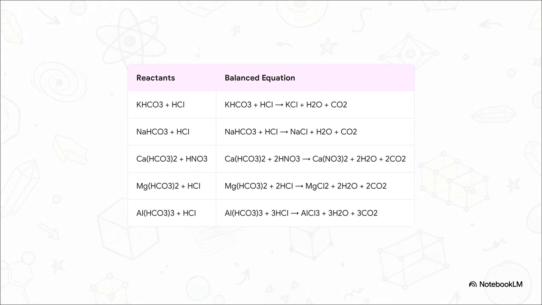Let's quickly cycle through the bicarbonates. Potassium bicarbonate, KHCO3 plus HCl, goes to KCl, H2O, and CO2. Look down at calcium bicarbonate with nitric acid. Ca(HCO3)2 plus 2HNO3 gives Ca(NO3)2, 2H2O, and 2 CO2.